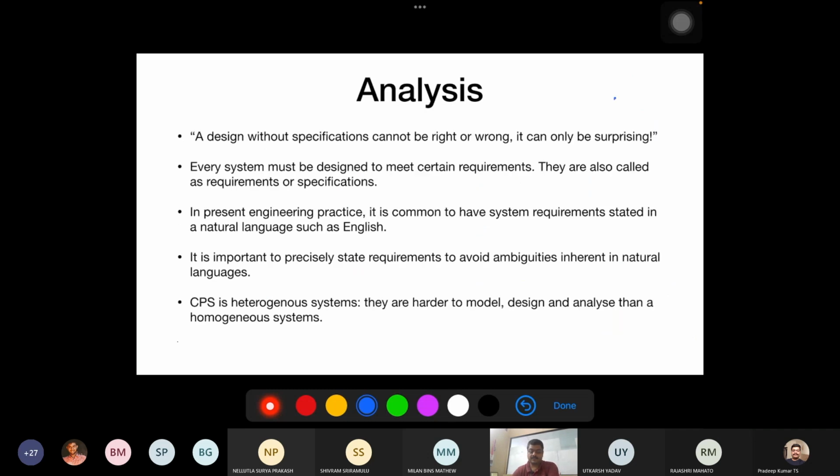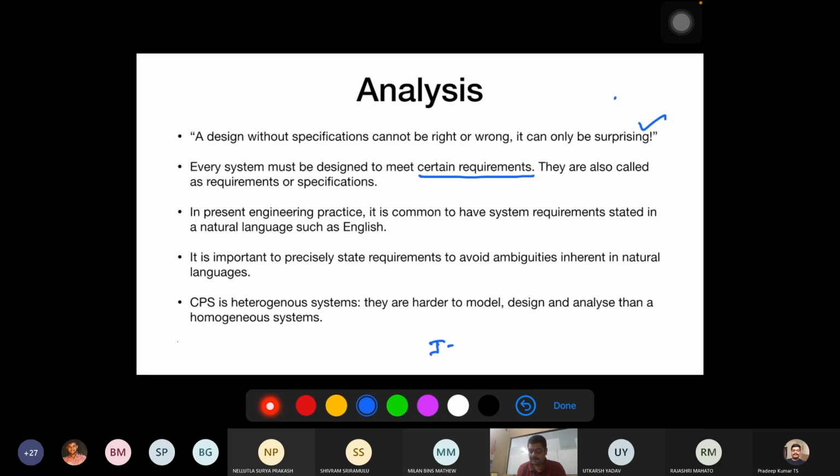Next thing is the analysis. A design without specifications cannot be right or wrong. It can only be surprising. So this is analysis. Analysis means after the specification has been arrived at, we have to think of how we can design the system. Every system must be designed to meet certain requirements. So you are designing the system to certain requirements.